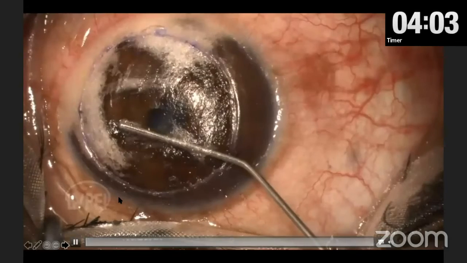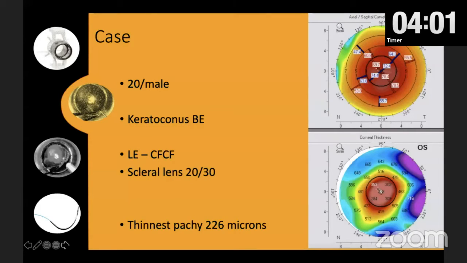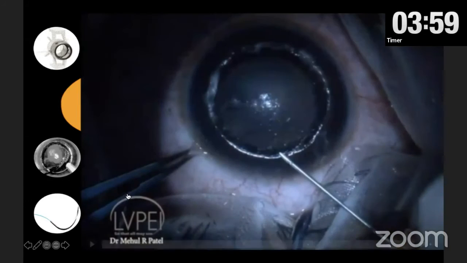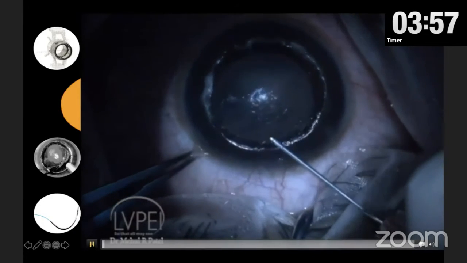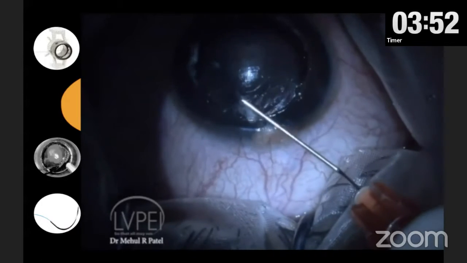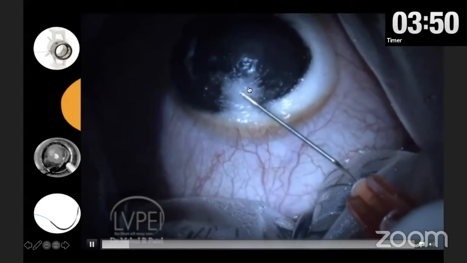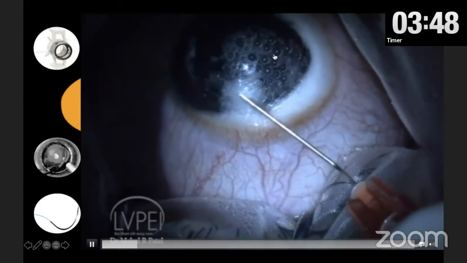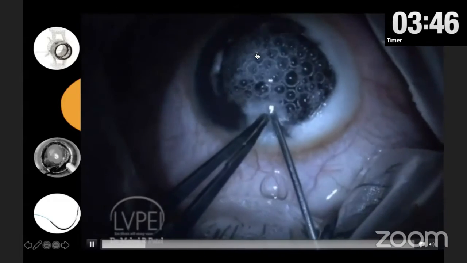Our next patient was a case of advanced keratoconus in the left eye, and he was intolerant to rigid contact lenses. So here the surgeon is injecting air with a 29 gauge needle. Again, we can see that the air is escaping into the anterior chamber.